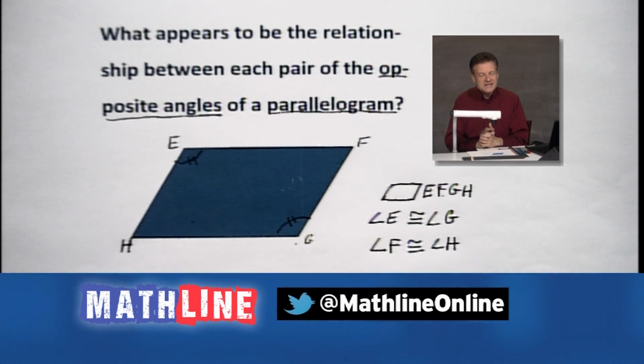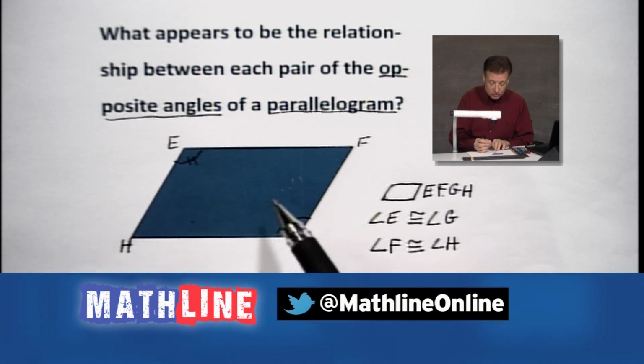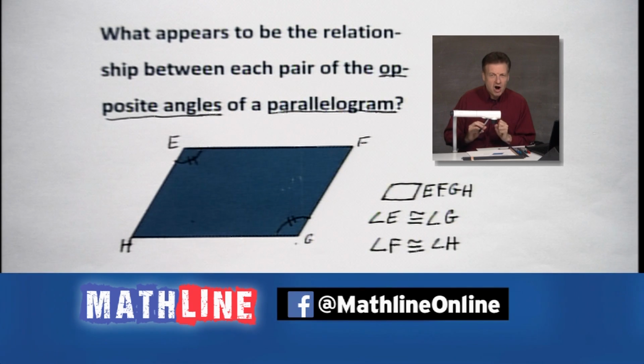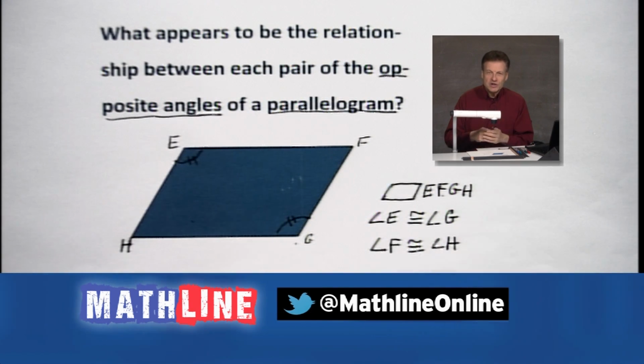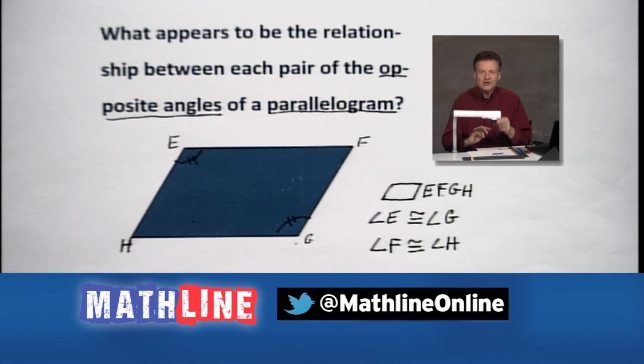Now, what is that telling us? What appears to be the relationship between each pair? They seem to be congruent, and they actually are. We can prove them by using the triangles. When we draw a diagonal in there, they are congruent, and it's called CPCTC. Those of you wondering what he's talking about: corresponding parts of congruent triangles are congruent. C, corresponding. P, parts. C, congruent. T, triangles. C, congruent. So we have two different words that apply to the C's, but we call it CPCTC for short.